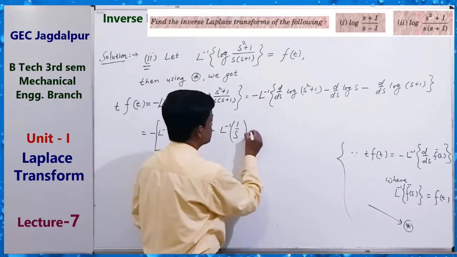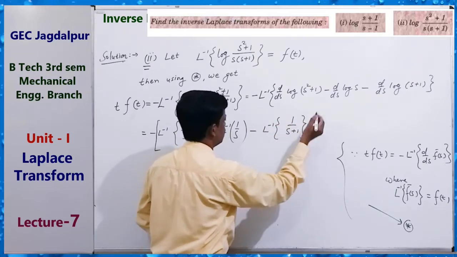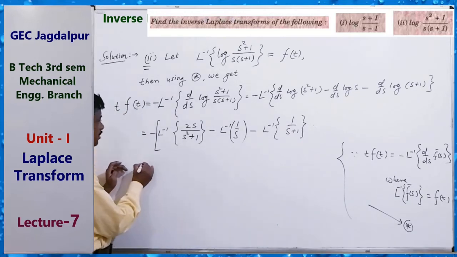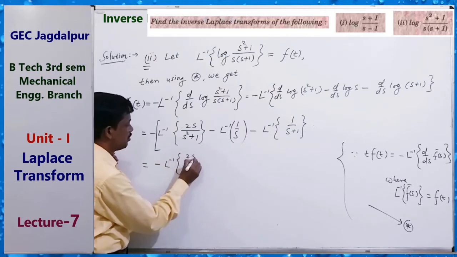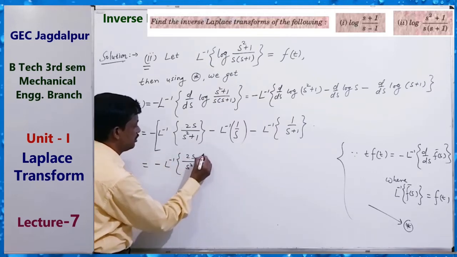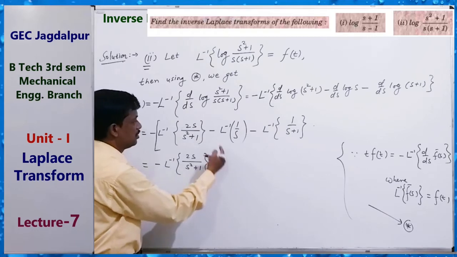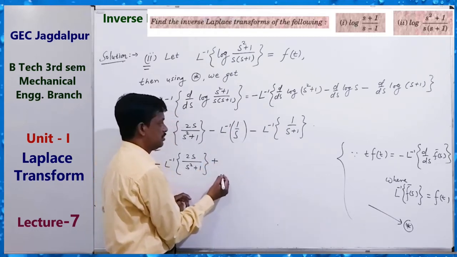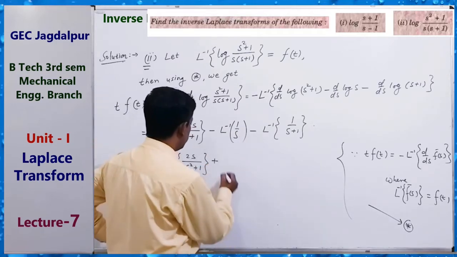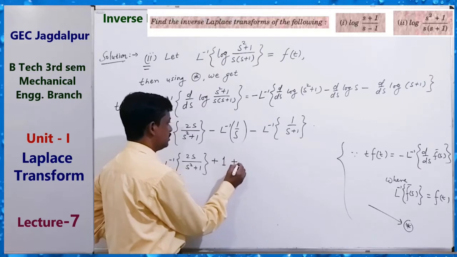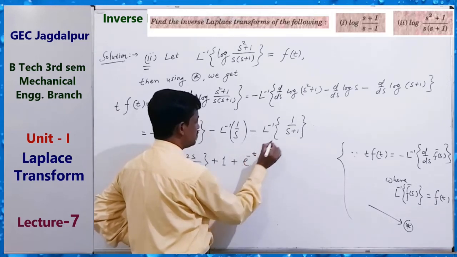Okay, minus of L inverse of the differentiation of 1 upon s plus 1. Simple. So here, minus of L inverse of 2s upon s square plus 1, minus minus plus L inverse of 1 by s, which means 1, plus minus minus plus L inverse of e to the power minus t.